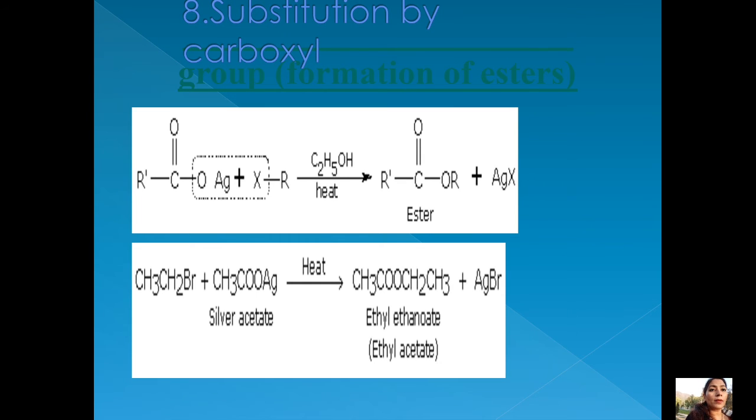Eighth is the substitution by carboxyl group. Formation of esters, like when RCOOAg reacts with the alkyl halide in presence of alcohol, it gives the ester. Esters are generally fragrance compounds and they are fruity in nature. Ethyl bromide plus silver acetate gives the ethyl acetate, CH3COOC2H5.